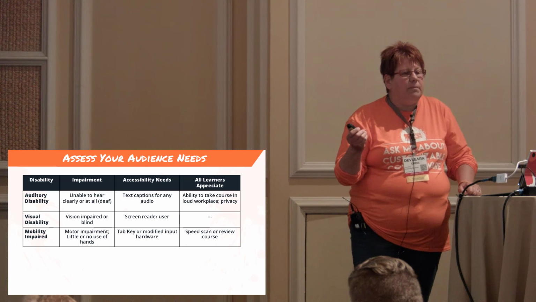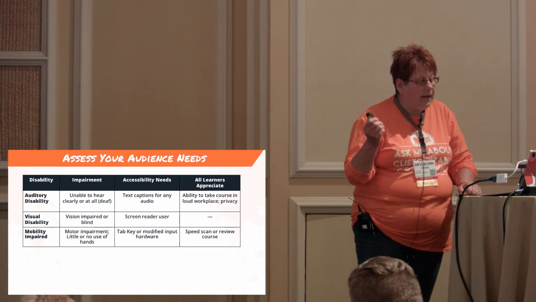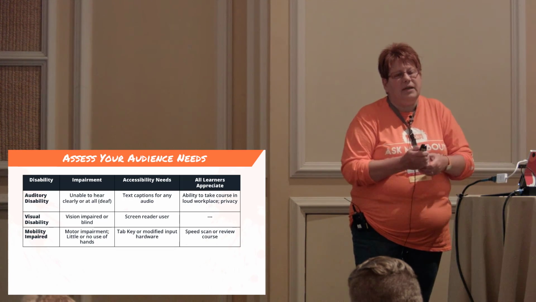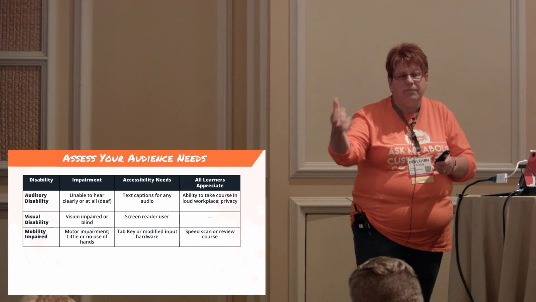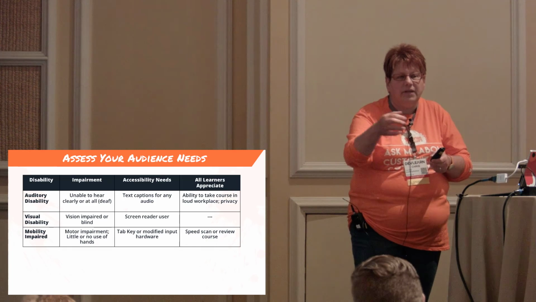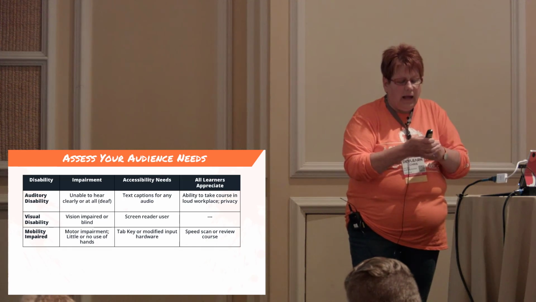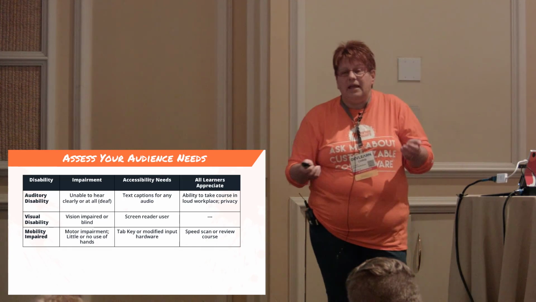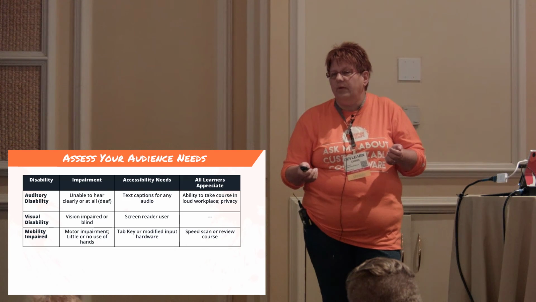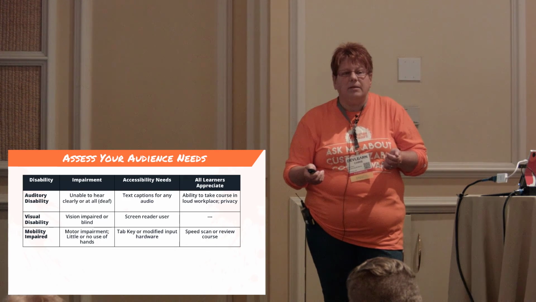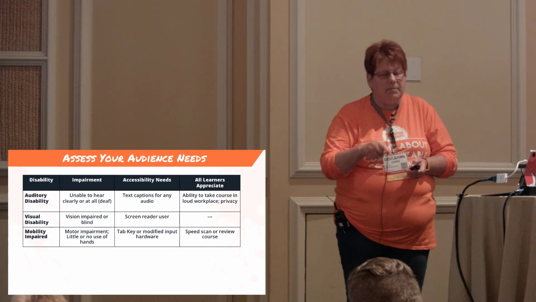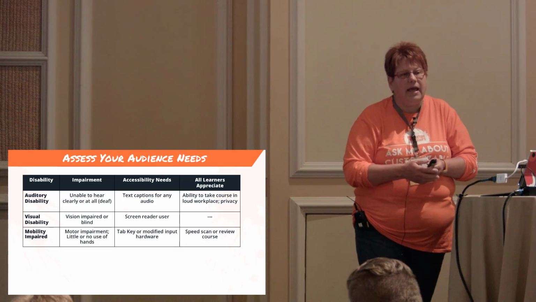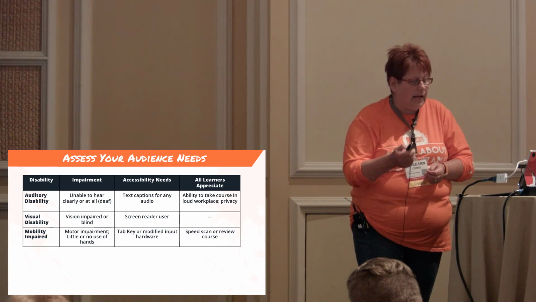If somebody is mobility impaired, they have a motor impairment, they're going to be using either a tab key or some other kind of clicker or input device, maybe a joystick of some kind. At the same time, we have a lot of people who read very quickly. They're able to absorb information quickly. And we talk about click next, click next. They may want to just click tab, click tab, click tab to get through as quickly as possible as well.